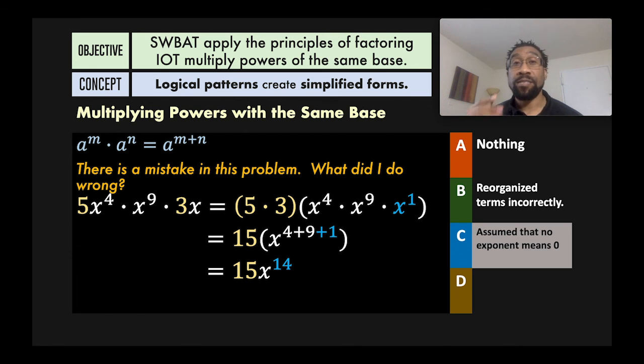So that concludes today's lesson. I hope you understood how we can apply principles of factoring to multiply powers of the same base. And remember, logical patterns create simplified forms. Patterns identified in factoring are what help us create simplified forms.